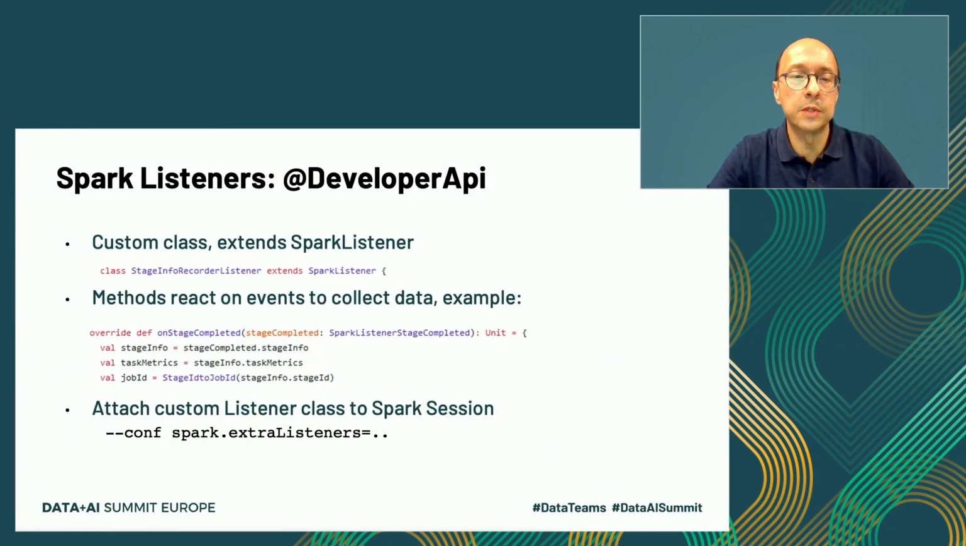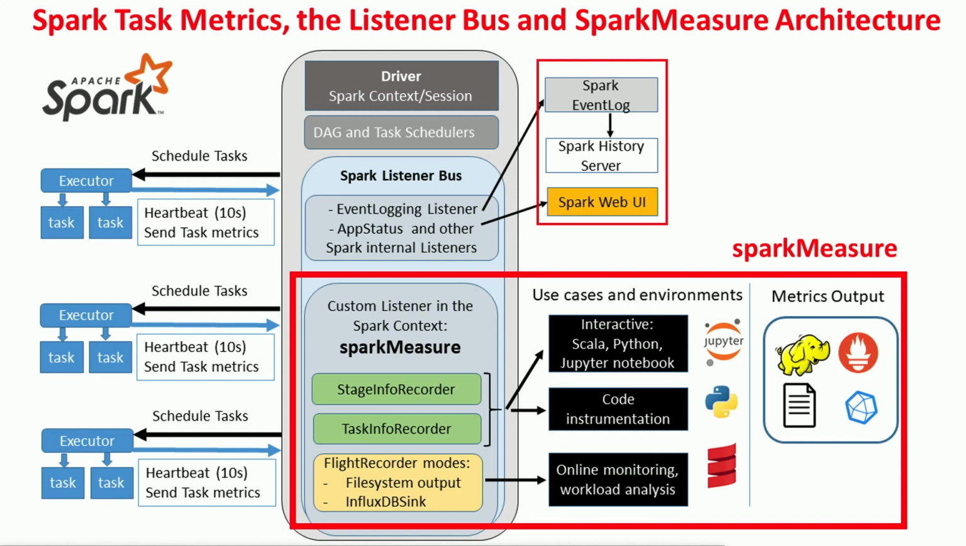Developers can attach to Spark monitoring data using the developer API. This will most likely go into Spark listeners. So you will write a custom class that extends the Spark listener. Then you can write methods that react on events and collect data and process data if you want, and then attach this custom listener to the Spark session, either on the fly or using a configuration as shown in this slide. As an example of this, I have a tool called sparkMeasure, but first let's review the architecture of the Spark task metrics.